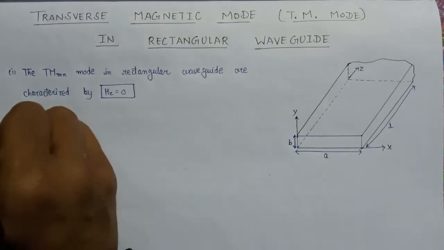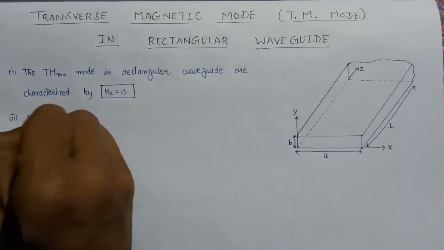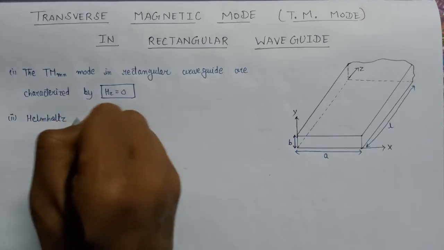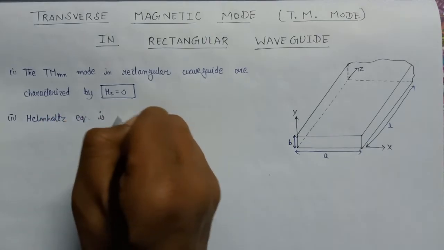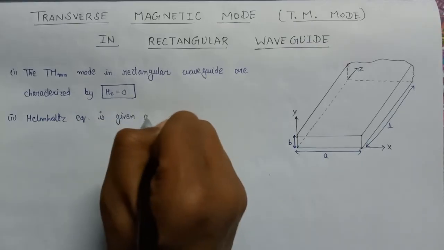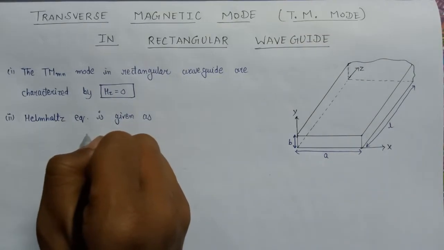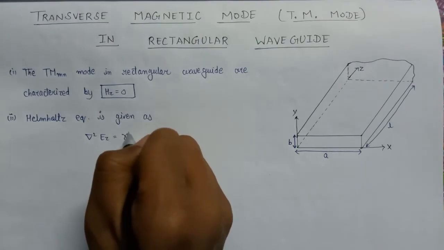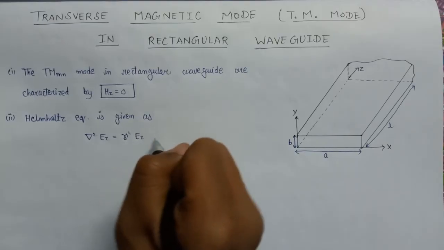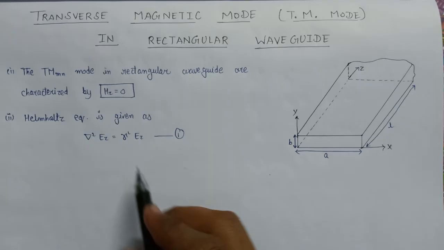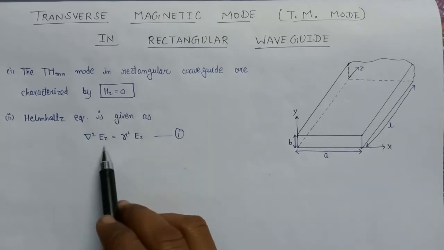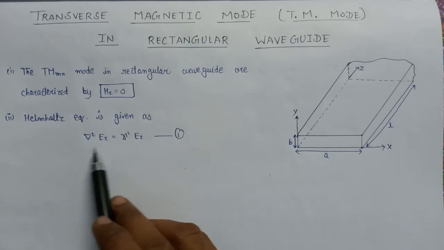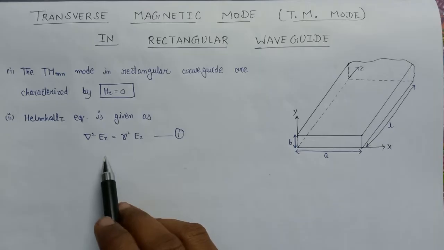And if we talk about the solution for the Helmholtz equation, then for the TM mode, the Helmholtz equation is given as del square of Ez equals gamma square into Ez. This is our equation number 1. Since Hz component is 0, the Ez component will be present. That's why the Helmholtz equation is represented in terms of the Ez component.